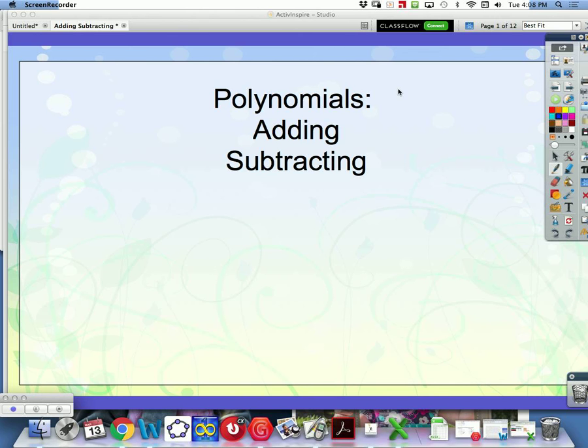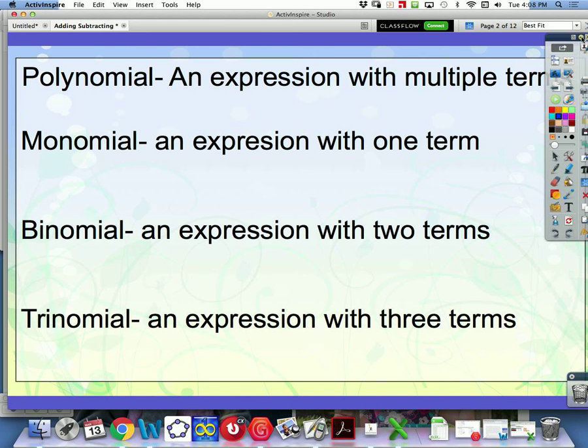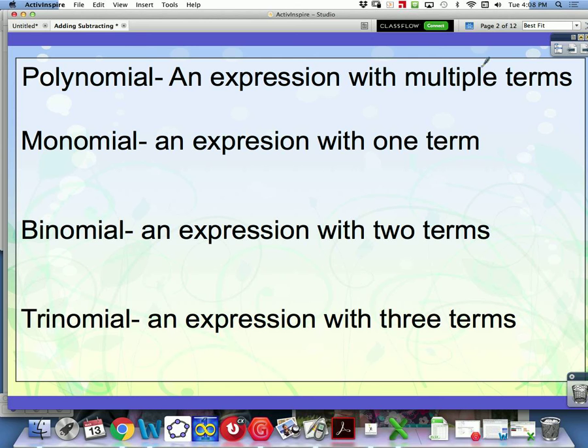This video is going to be on adding and subtracting polynomials. For a quick review, we learned in the last lesson that a polynomial is an expression with multiple terms. More specifically, it's 4 or more. But a lot of times we call all of these polynomials just because it's easier.